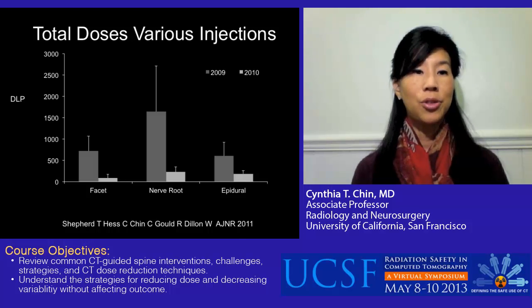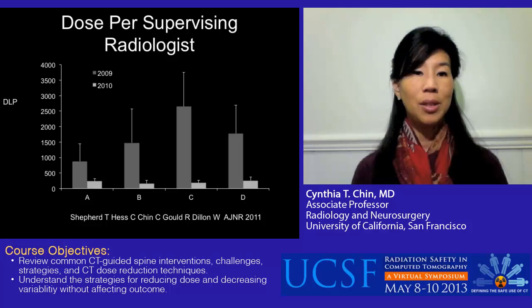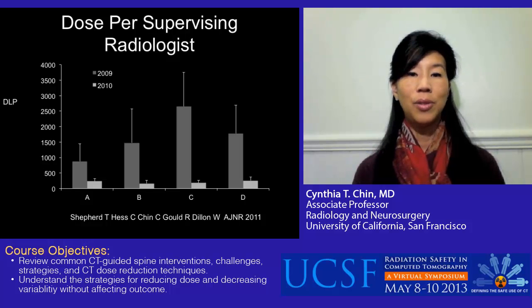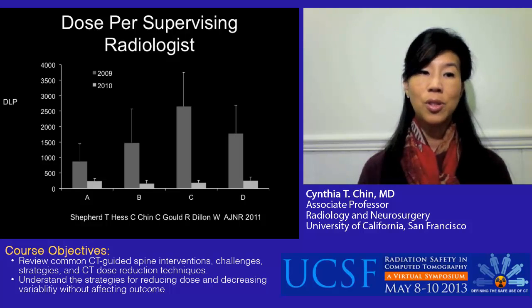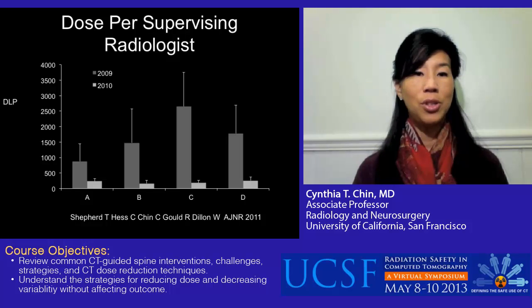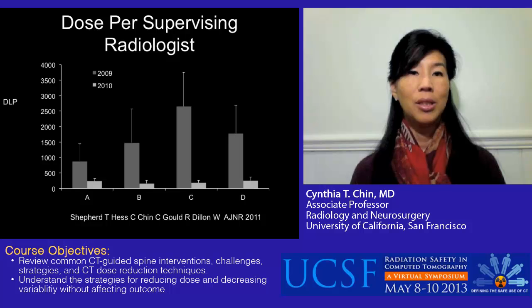The next slide shows the doses that were observed for CT-guided spinal injections by individual supervising neuroradiology attendings. And we can see that there's significant reduction in radiation dose for each of the attending supervising neuroradiologists. This study highlighted the fact that there can be substantial radiologist-dependent variability in patient dose. And by using the proposed strategies and protocols as we outlined, the differences in DLP between the highest and lowest supervising neuroradiologists can be substantially decreased.